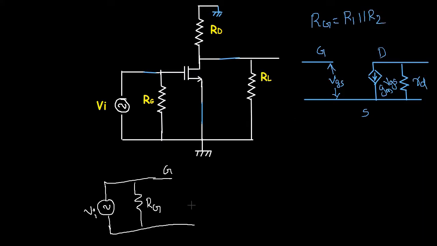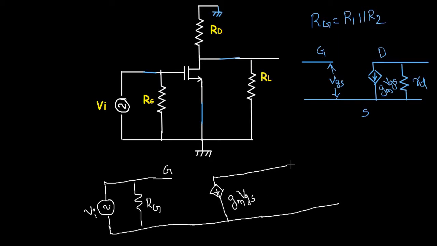So here is the gate, then the current source gm into VGS. Here I am considering the channel length modulation also, so I also draw the output resistance of the MOSFET, that is rd. Okay, so our MOSFET part is over.